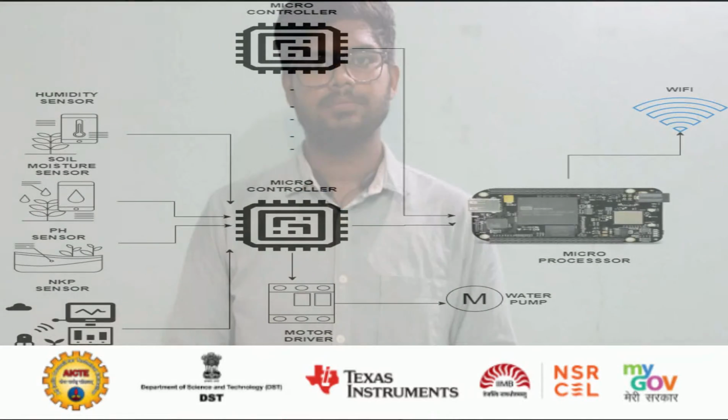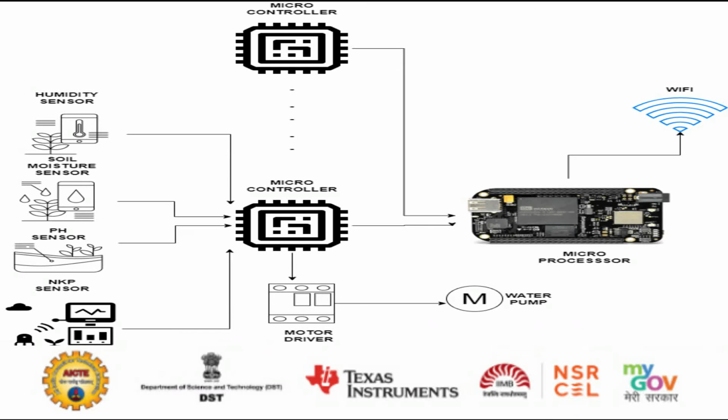So let's move on. Hi, this is Vignaraj Gopal and I'm here to explain the flowchart, the workflow of our project, Smart Farming using TI. In this project, we use three main components: the microprocessor, the microcontroller, and all the sensors. We use BeagleBone as the main microprocessor because it is the heart of our project.